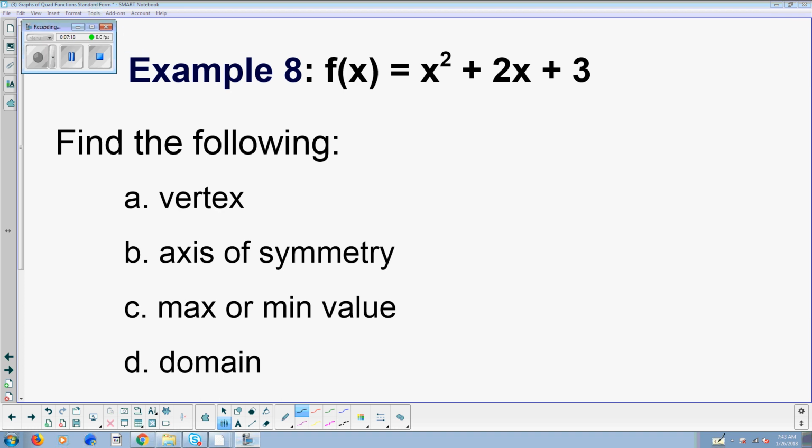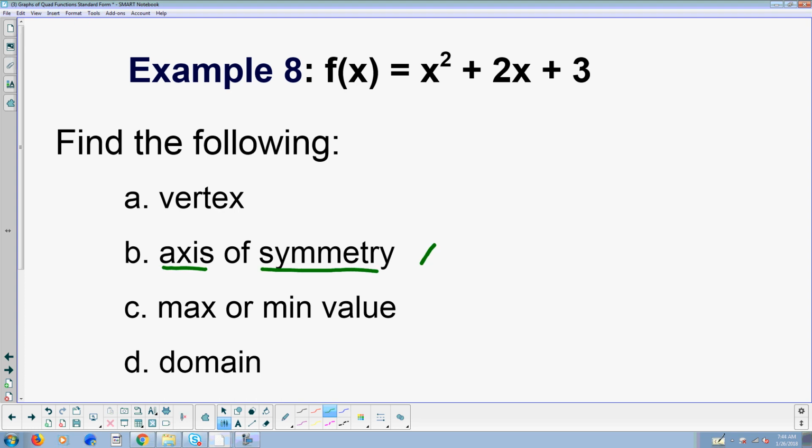Okay, let's look at the next example. Again, we have a function that's given to us in standard form. We're going to start by calculating the axis of symmetry. X equals negative b over 2a is our formula. In this case, a is the coefficient of x squared. Since there is no number in front of x squared, it is assumed to be 1. B is the coefficient of x, that is 2.